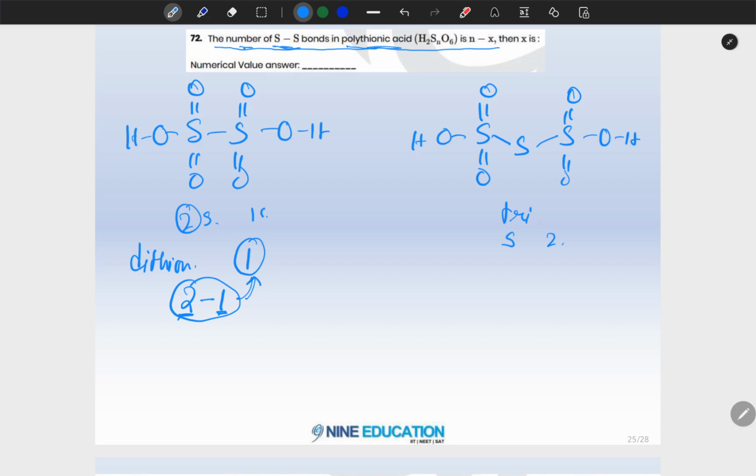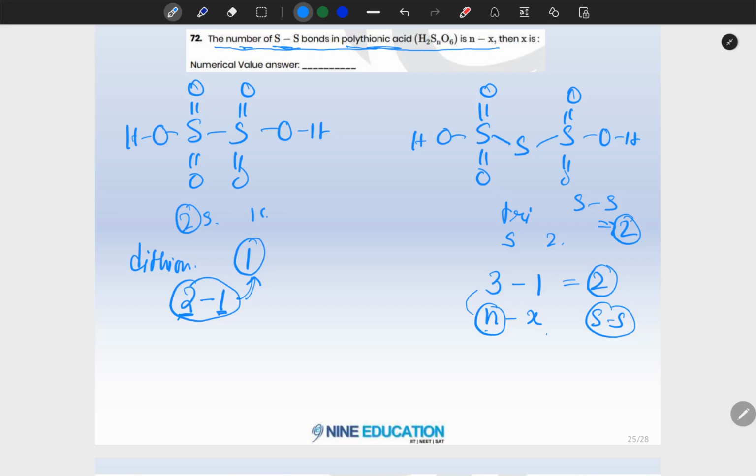Similarly, in the case of trithionic acid, how many sulfur atoms are present? There are 3 sulfur, right? And how many S-S bonds are present? There are 2 S-S bonds. Now how am I getting this number 2? I will get the number of S-S bonds if I subtract 1 from 3. So obviously this is N-X. So the number of S-S bonds will be equal to N-X.